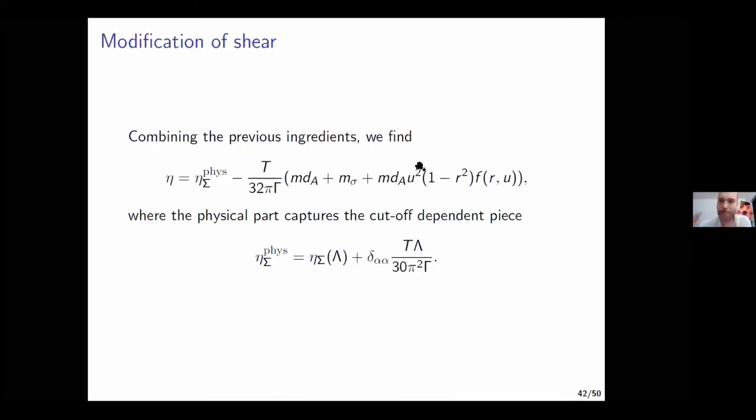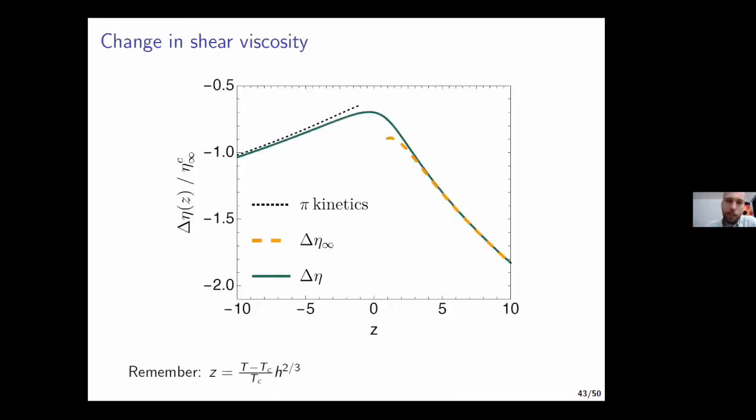Okay, just to see what this looks like, we can put in some numbers. This is similar to a plot that Derek showed previously. This dashed line is the result from our previous work. So this is in the broken phase, where you do this computation without including the amplitude, and you see the effect on the shear viscosity.